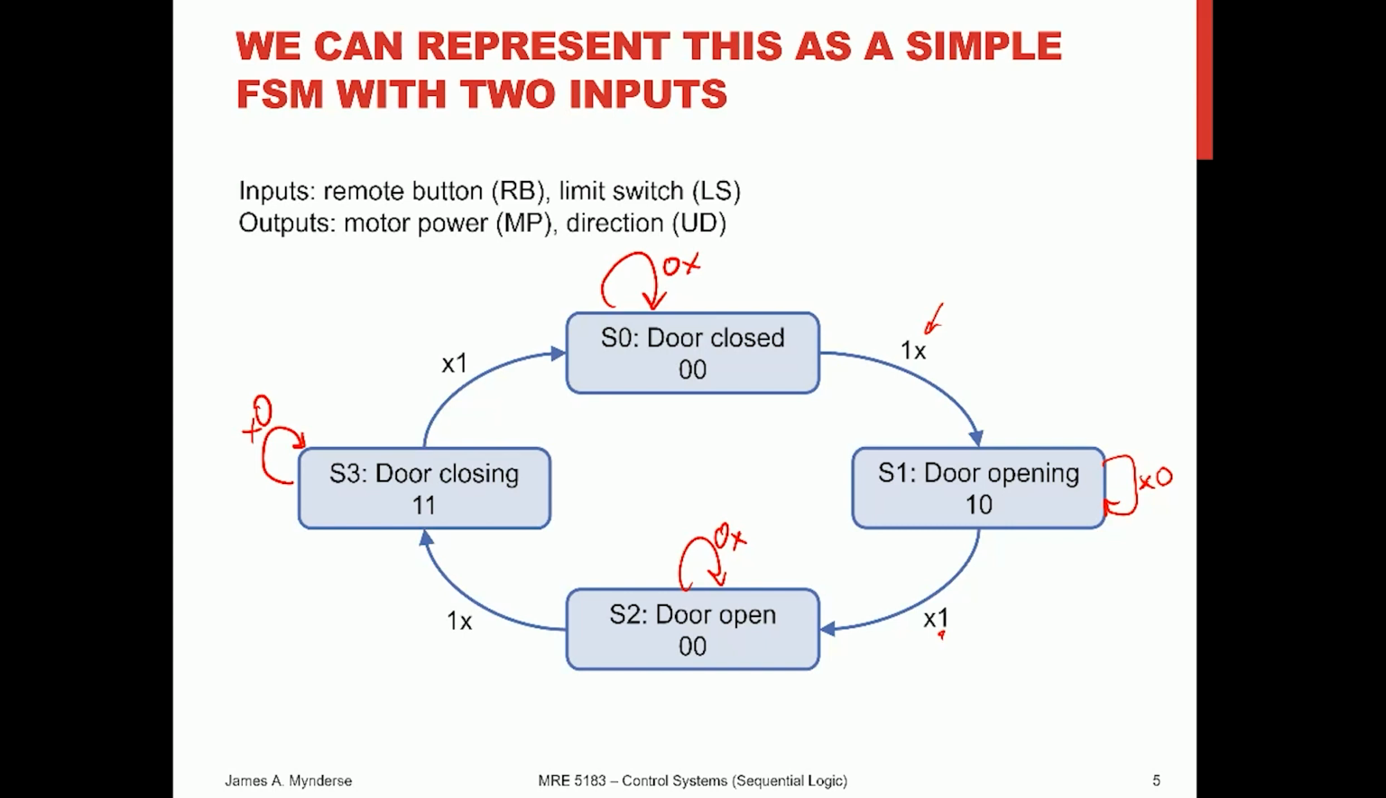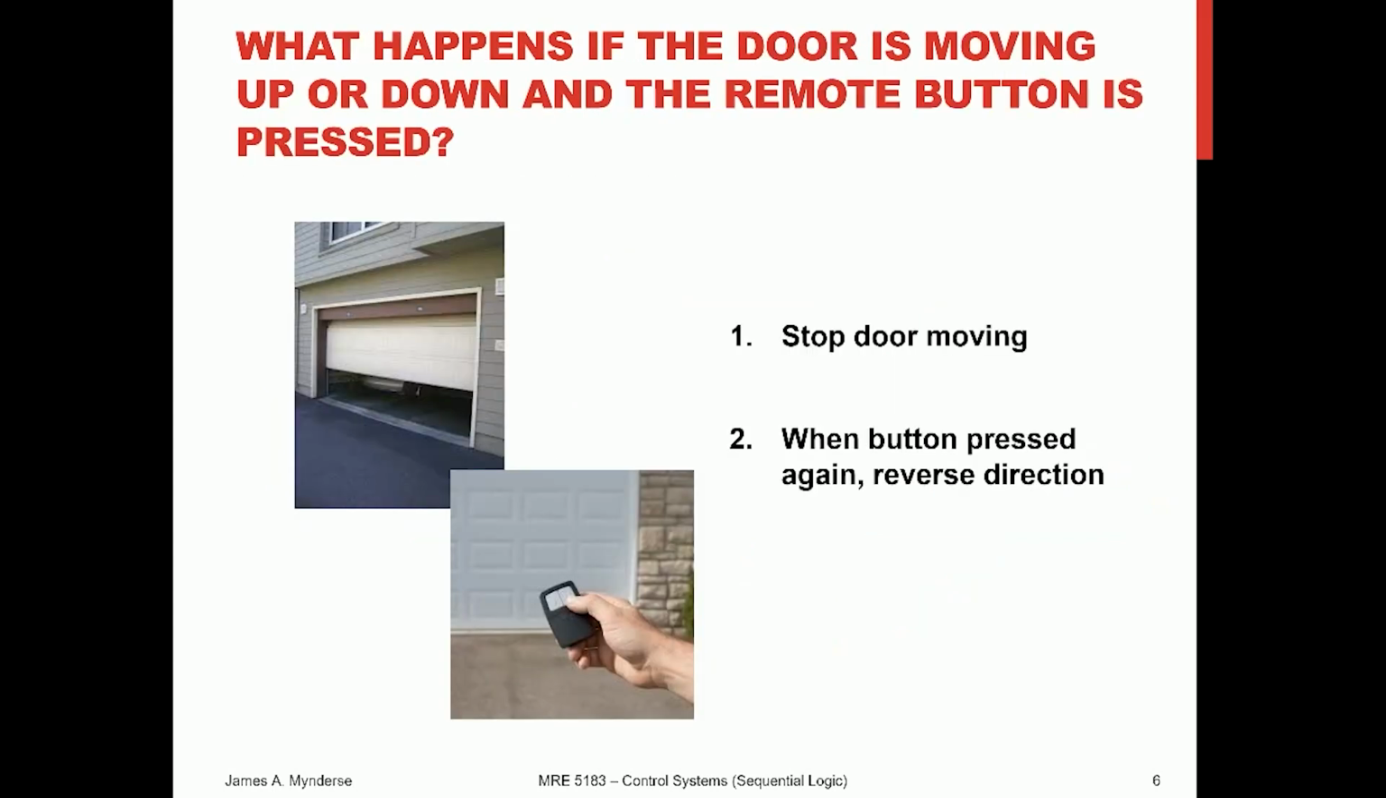But this might not be the best garage door. So what if we want to add an additional layer of complexity? So the garage door is going up and it's partway up, and we hit the button again. What happens? Well, on most garage doors, it stops. And then if you press it a third time, it goes the opposite direction.